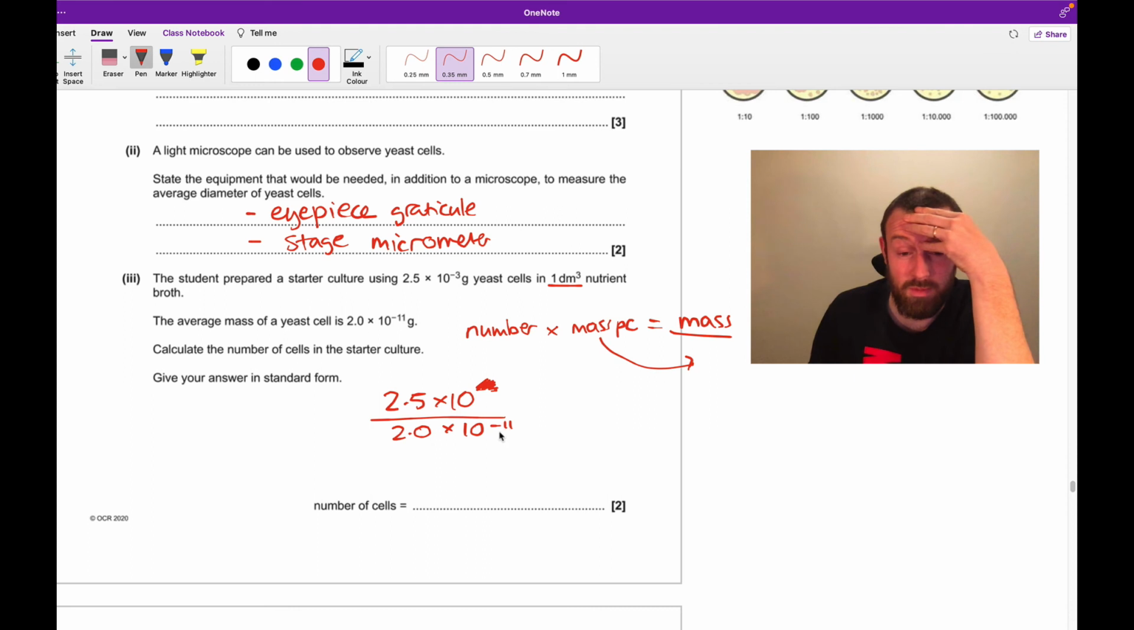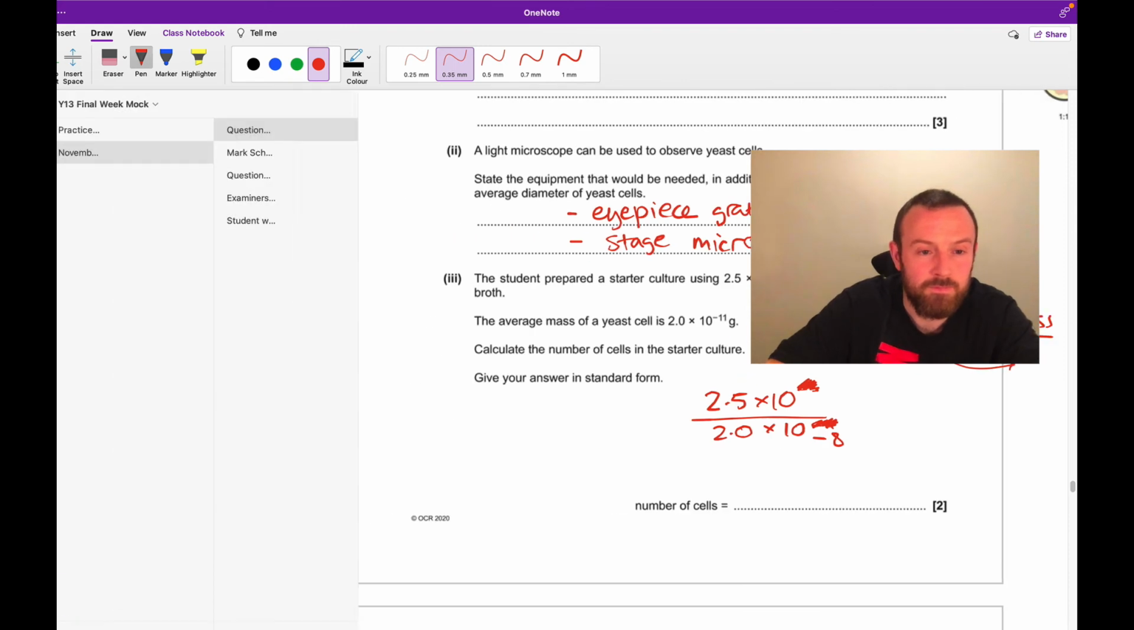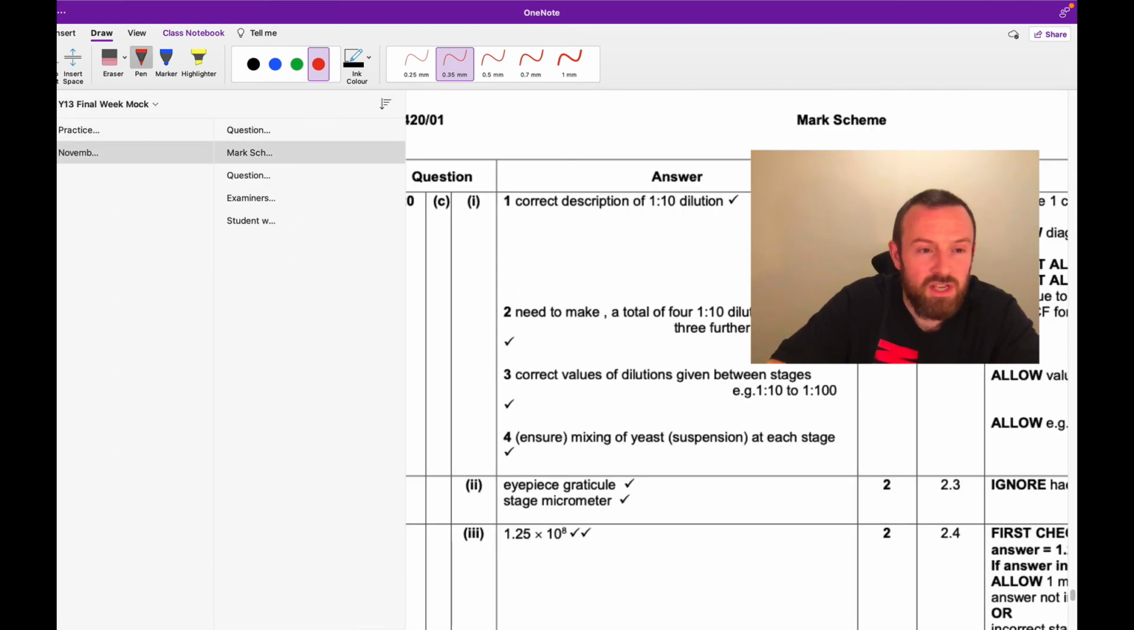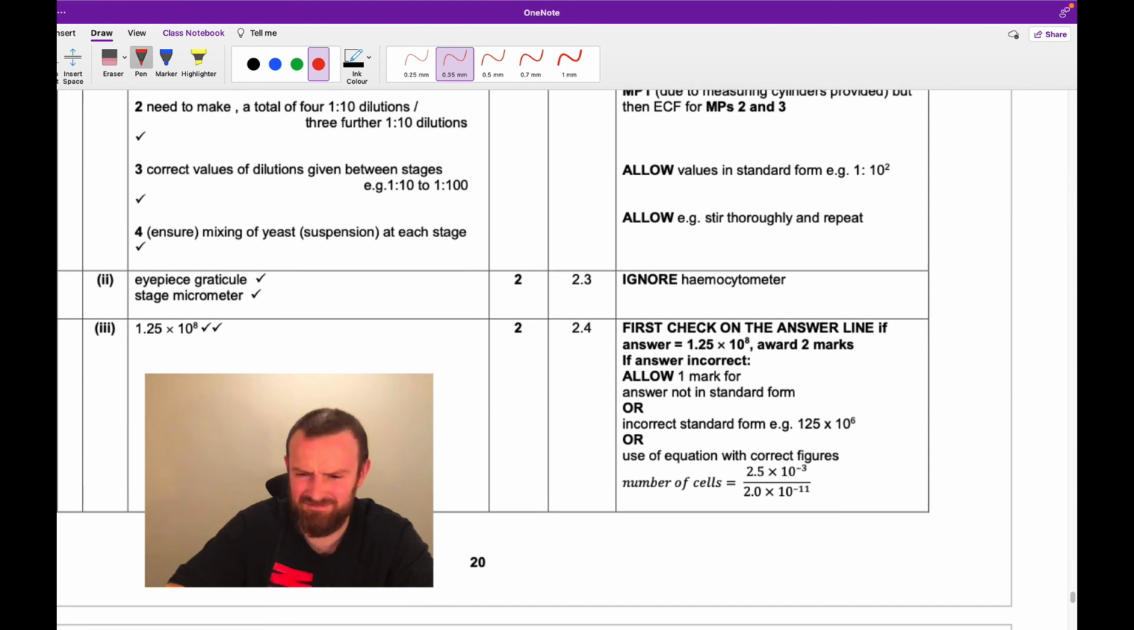And then we take 3 off that, so that would become minus 8. All right, and then we can plug that into a calculator and we should get the right answer, which is 1.25 times 10 to the 8. There we go. So this would give us 1 mark, the working that I did. And plug it into a calculator and you get this second mark here. Or just 2 marks for the correct answer.